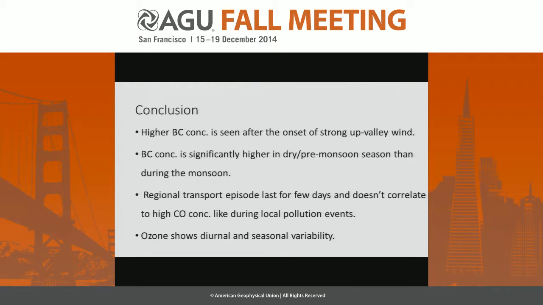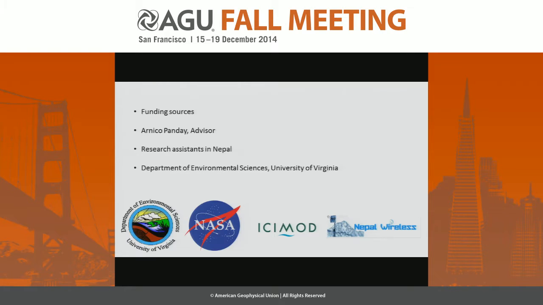And in conclusion, we see that there is a higher black carbon concentration in the valley, which onsets with the strong up-valley wind, and BC is significantly higher in pre-monsoon season versus during the monsoon season. Regional transport episodes that last for a few days do not correlate with higher CO concentration, unlike local pollution events, and also ozone shows diurnal and seasonal variability.